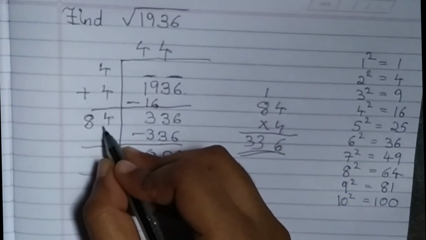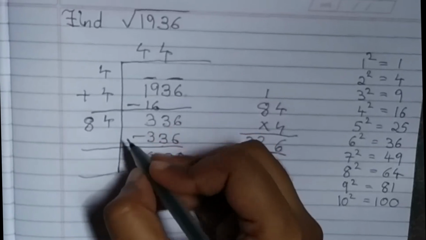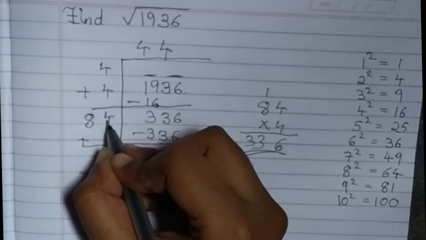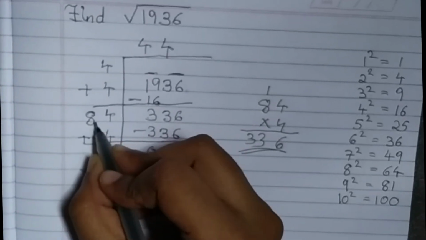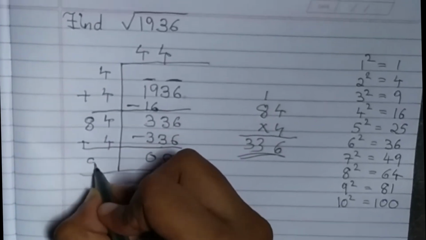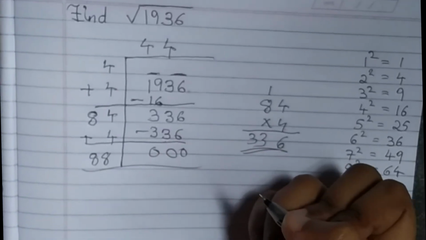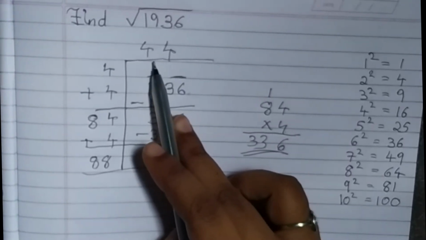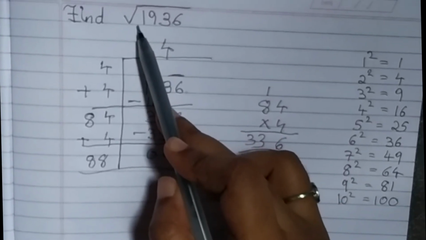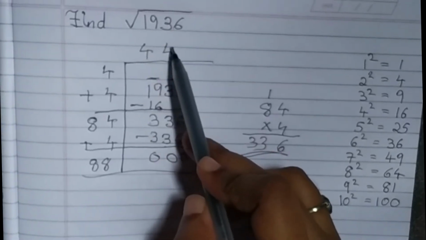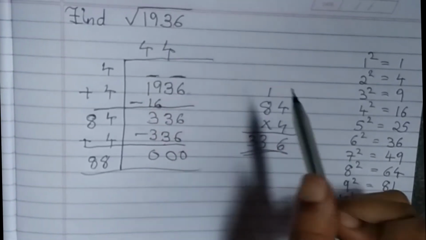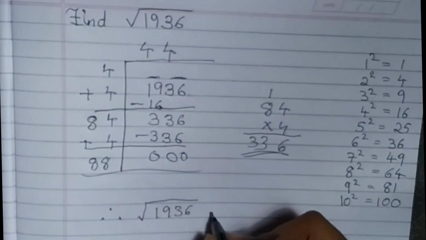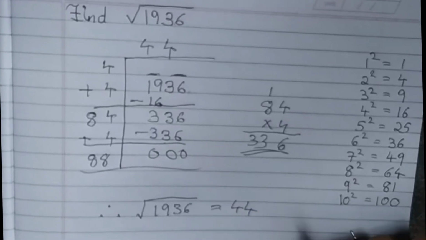Here 4 we have written. And whatever number is there in the units place, that we will add. So 84 plus 4 will be how much? 88. So here we end. This is our final answer, that is 44. So the square root of 1936 is how much? 44. Therefore, the square root of 1936 is equal to 44.